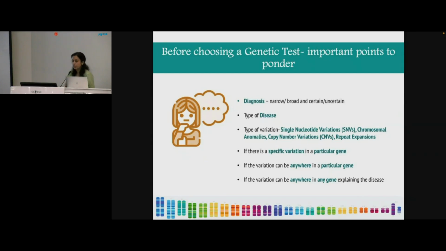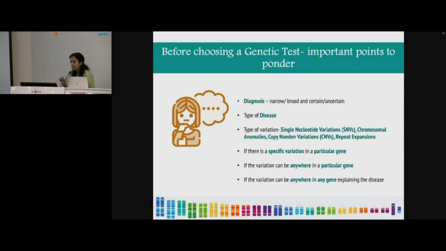Next one is the type of variations. If you're suspecting single nucleotide variations, SNVs, you go for Sanger sequencing or NGS based on your type of phenotype. Next, if you're suspecting chromosomal anomalies, such as aneuploidies, you can go for karyotyping. If you're suspecting submicroscopic deletions or duplications, MLPA and microarray are available. And even repeat expansions. There are triplet repeat disorders which can be tested by triplet primed PCR, through which you can check triplet repeat disorders like Fragile X syndrome, Huntington disease, and some myotonic dystrophies.